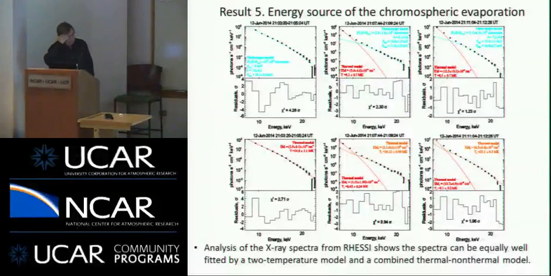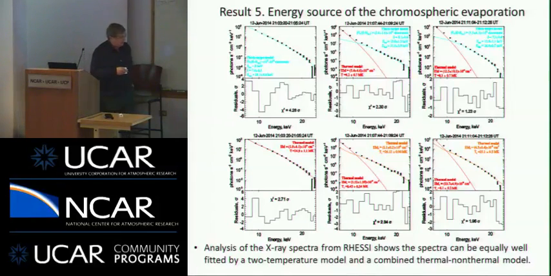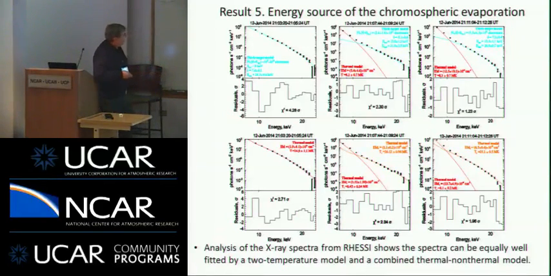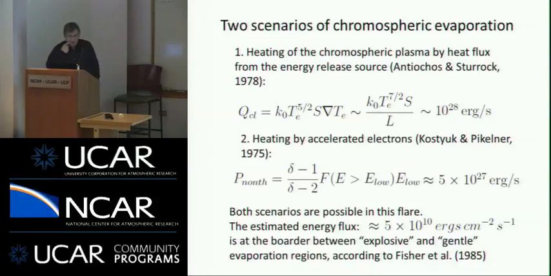Then we look at what could be the energy sources of the flare. So we also did RHESSI spectroscopy and tried to fit two models. One model was a combination of thermal and non-thermal, using standard SolarSoft software. Another model was a two-temperature model with, I think, 7 and 25 megakelvins. And both of these models fit the data basically equally well.